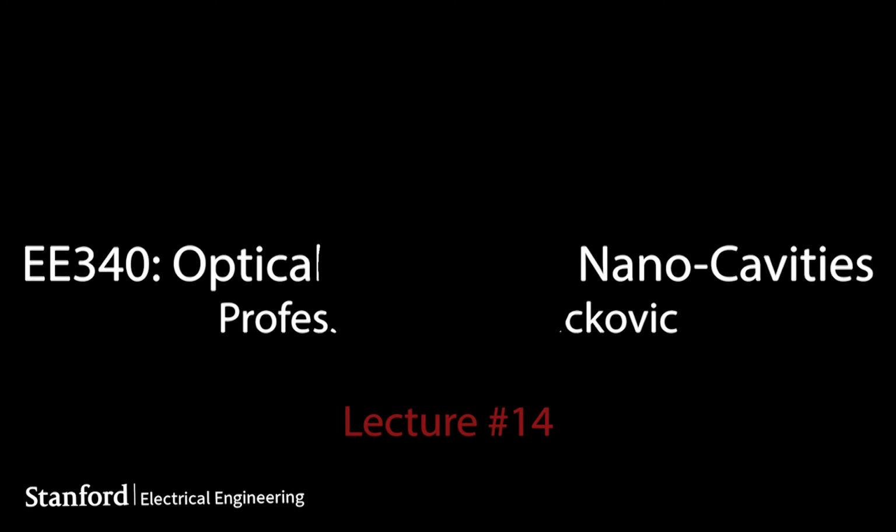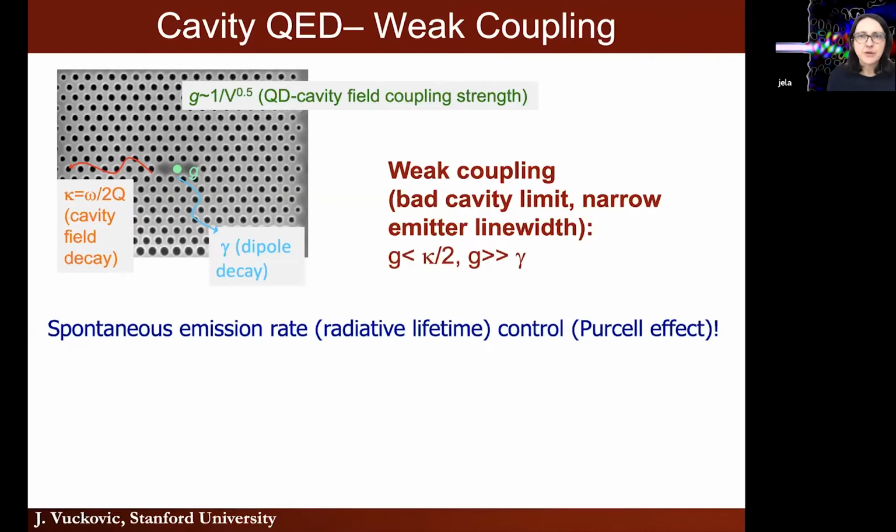All right. So just to remind you, we're now talking about the weak coupling regime of cavity QED. And that's the regime when one of the loss rates of the system dominates. It could either be cavity field decay rate or dipole decay rate, which is loss of your atom emitter into other channels other than the cavity mode. But typically, the most interesting regime that we will be focusing on is the regime where cavity field decay rate dominates over the coupling strength.